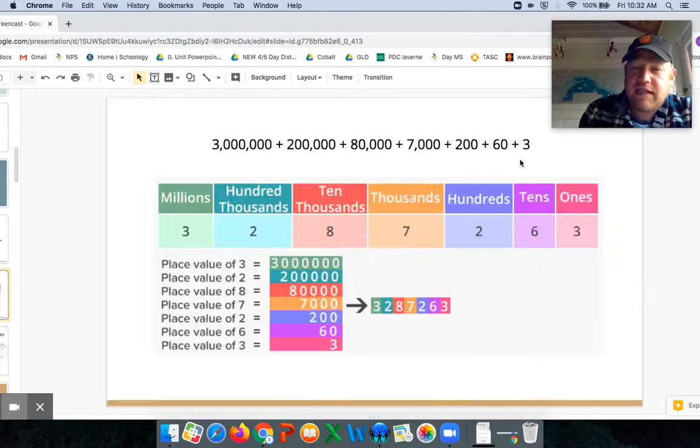So if we think back to this slide right here, our tens, how many ones are in our tens? 10. How many tens are in our hundreds? 10. How many hundreds are in our thousands? 10. As you see, the system of numbers you're used to is all about the number 10. There's 10 groups in each one. Binary is a little bit different.